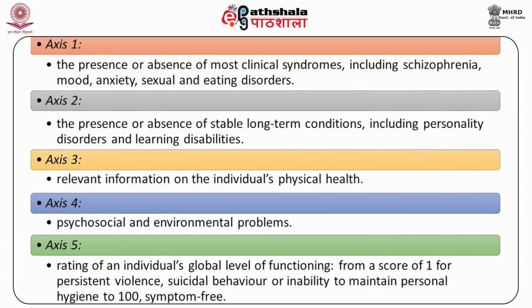Axis 1, the presence or absence of most clinical syndromes including schizophrenia, mood disorder, anxiety, sexual and eating disorders. Axis 2, the presence or absence of stable long-term conditions including personality disorders and learning disabilities. Axis 3, relevant information on the individual's physical health. Axis 4, the psychosocial and environmental problems. Axis 5, rating of an individual's global level of functioning from a score of 1 for persistent violence, suicidal behavior or inability to maintain personal hygiene to 100, symptom free.